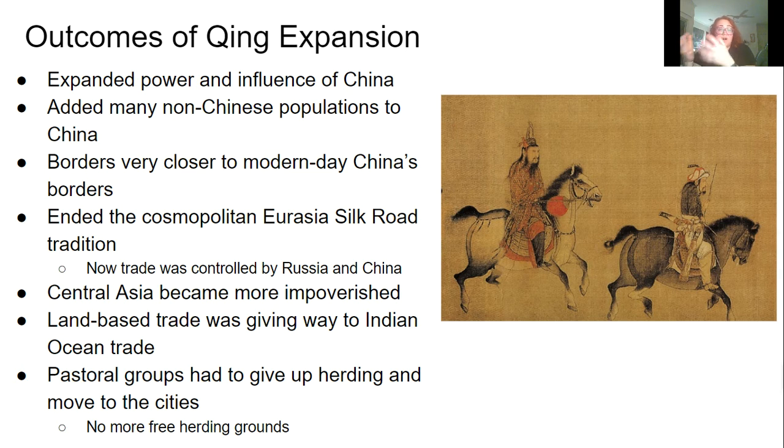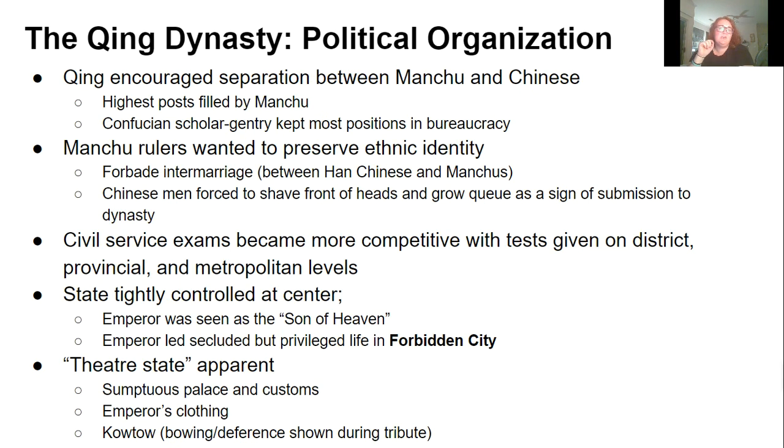Central Asia, however, did become more impoverished, and the land-based trade was ultimately giving way to Indian trade as Europeans were no longer using the Silk Road. So you saw pastoral groups that had to give up herding and move to cities. That means there was more free herding grounds for those who remained.